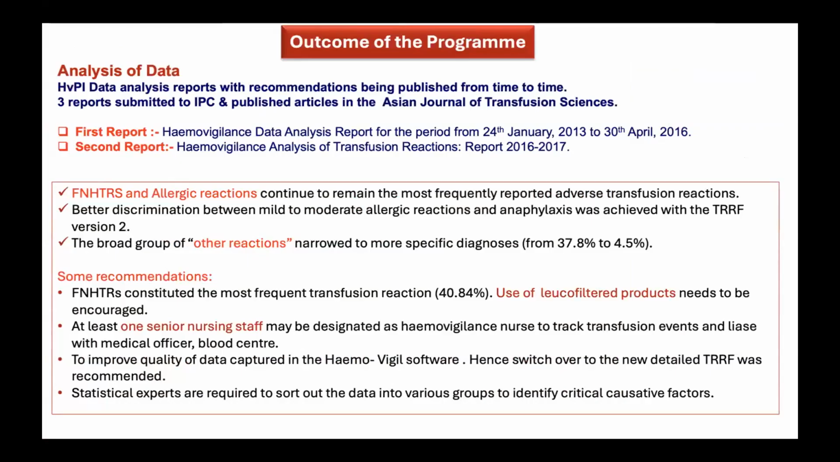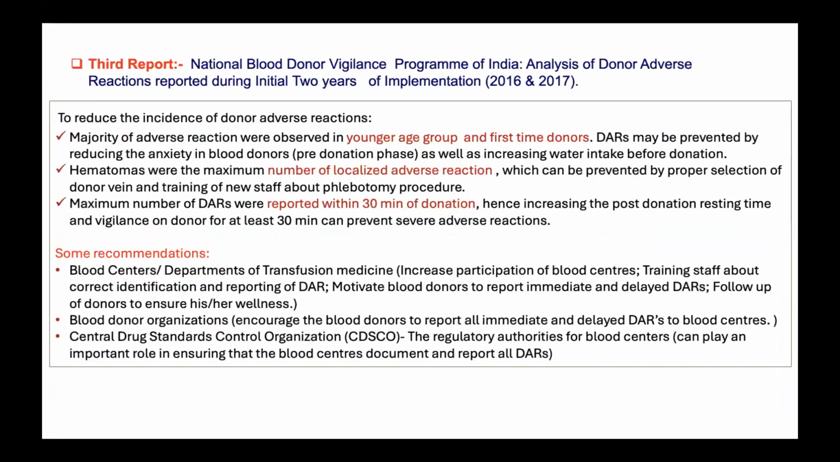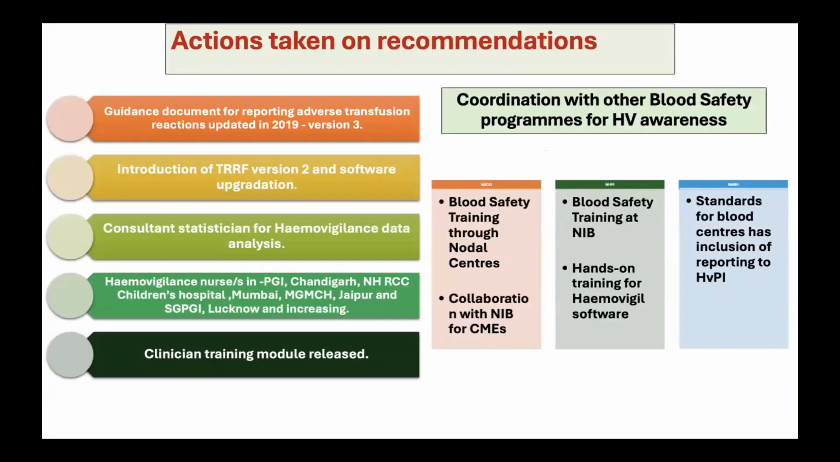Just to briefly see, the recipient data has shown that one of the most common reactions are FNHTR and allergic, and we need to introduce leukoreduction as one of the most common measures to reduce the incidence of FNHTR. Even donor vigilance data showed that younger age group first-time donors had more reactions. Most common was localized, and they were reported within 30 minutes of donation. So that's the reason we should monitor all our donors for at least 30 minutes. These were some further documents released by the national program based on the data collected.